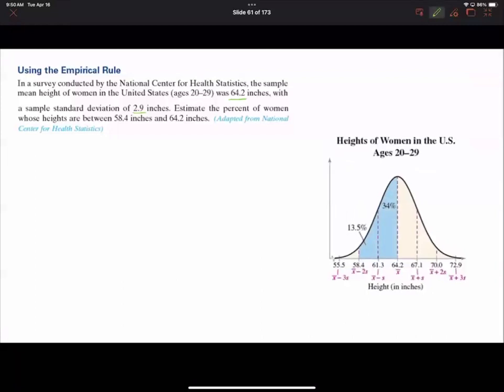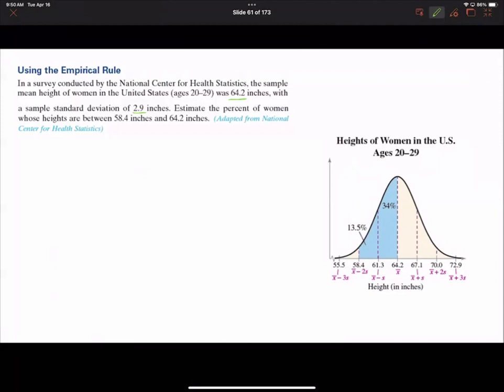For example, in a survey conducted by the National Center for Health Statistics, the sample mean height of women in the United States was 64.2 inches. The sample standard deviation is 2.9 inches. Estimate the percent of women whose height is between 58.4 and 64.2 inches. This is the distribution that we have. As you can see, it is symmetric and bell-shaped, so you're allowed to use the empirical rule.